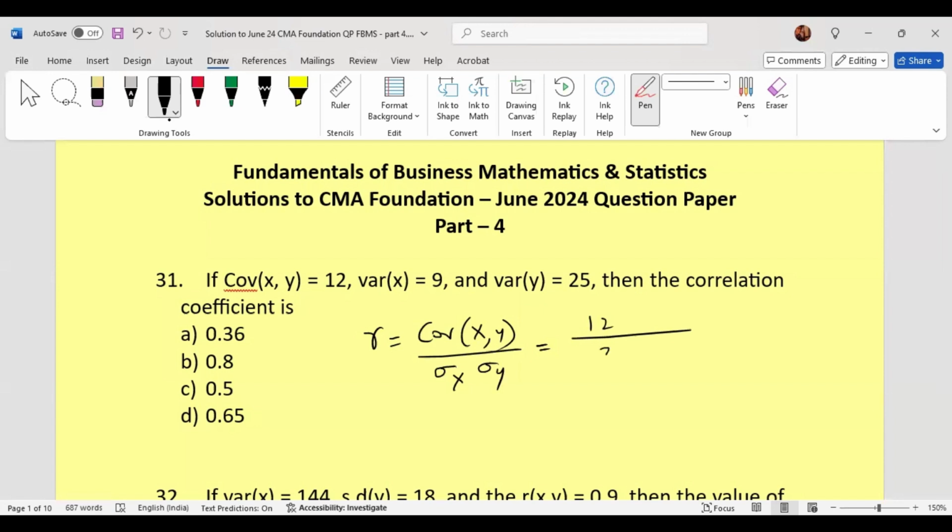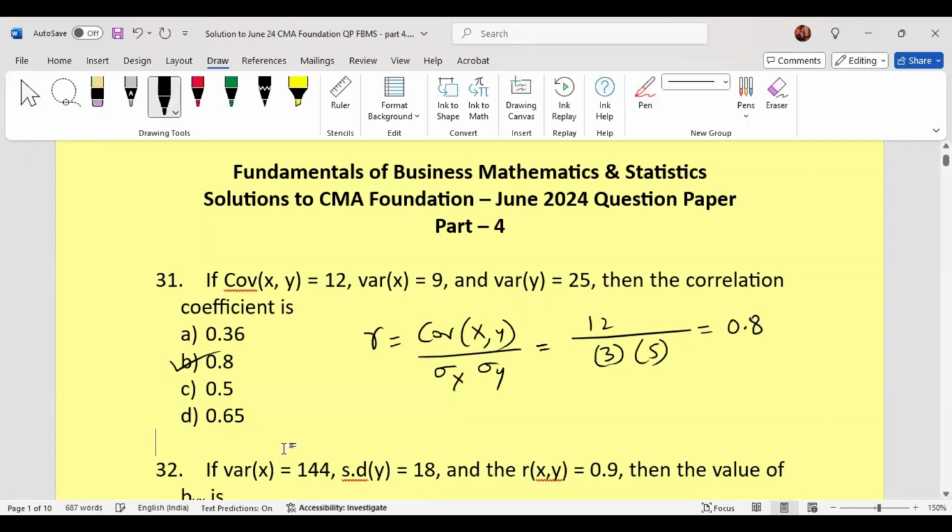Square root of 9 is 3. Similarly, variance of y is given as 25. So standard deviation of y will be square root of 25, which is 5. So it is 12 by 15. 12 by 15 will give us 0.8. That means the option is B.